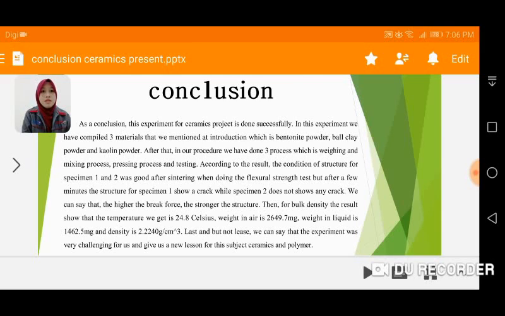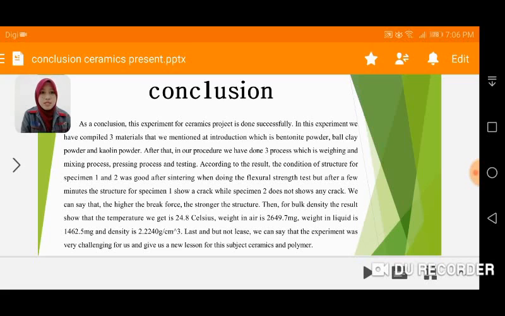Then for bulk density, the result shows that the temperature we get is 24.8 Celsius. Weight in air is 2649.7. Weight in liquid is 1462.5 and density is 2.2240 gram per centimeter cube.